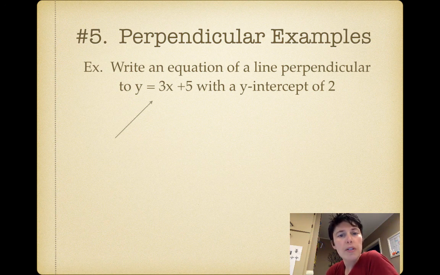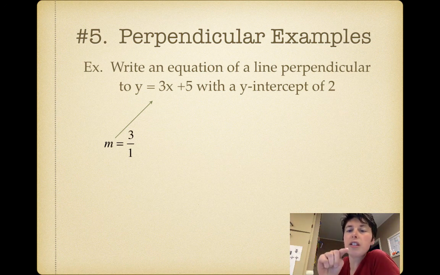There's our equation, y equals 3x plus 5. Well, let's look at the growth number. The growth is 3. That means rise over run is 3 over 1. It's going up 3 over 1, up 3 over 1 on the graph.